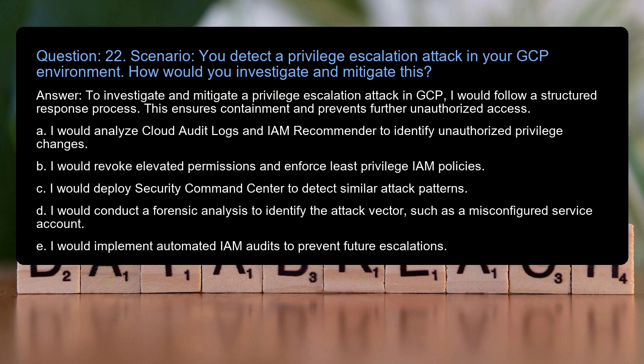A. I would analyze cloud audit logs and IAM recommender to identify unauthorized privilege changes. B. I would revoke elevated permissions and enforce least privilege IAM policies. C. I would deploy Security Command Center to detect similar attack patterns. D. I would conduct a forensic analysis to identify the attack vector, such as a misconfigured service account. E. I would implement automated IAM audits to prevent future escalations.